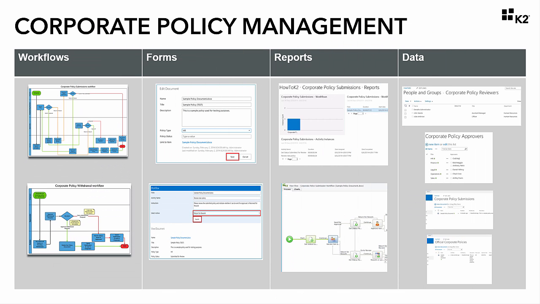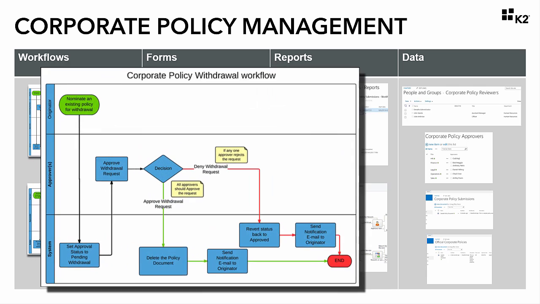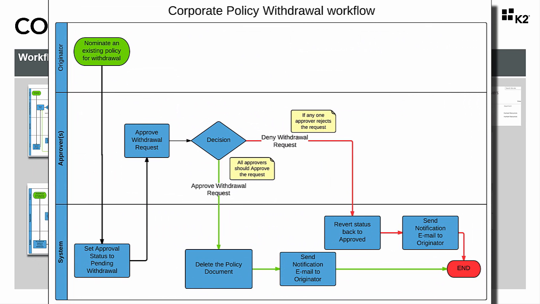Now we can bring in the requirement for our second workflow called corporate policy withdrawal. Once a policy has been approved and published in the official corporate policies library, any user can request for a policy to be withdrawn. The first step for these requests will prompt the system to set the policy status to indicate that a withdrawal request is pending.